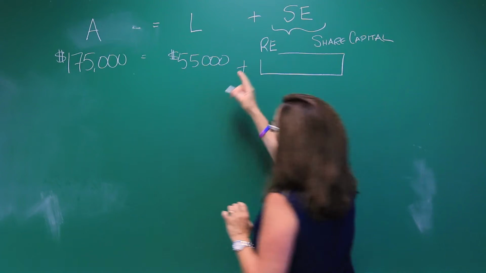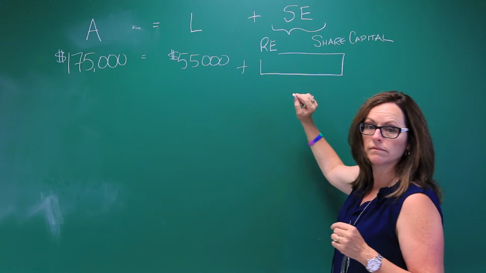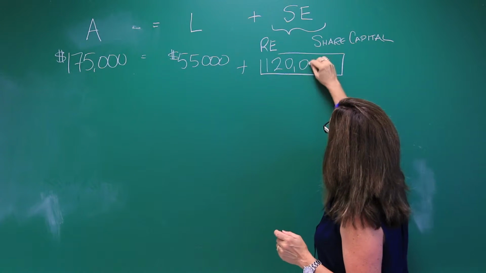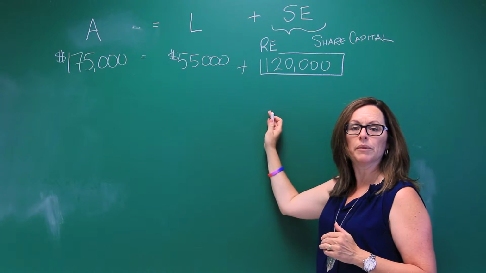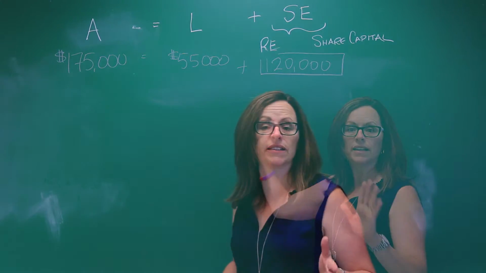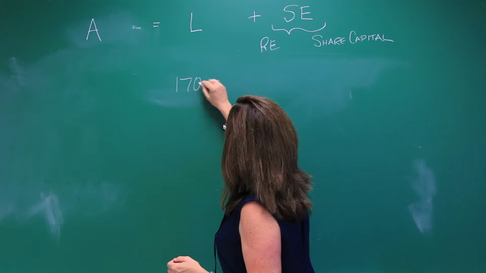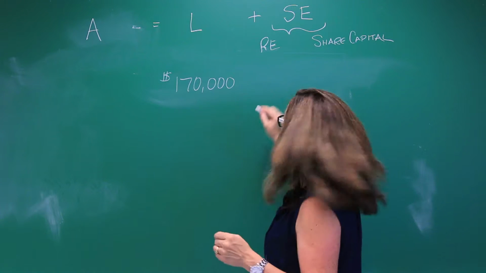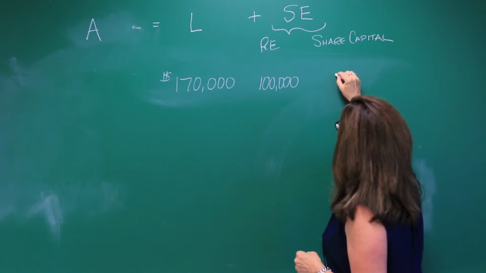To keep this in balance, what would have to be the amount of shareholders' equity? $120,000, right? Because we want to keep assets equal to liabilities and shareholders' equity. Okay, let's try a second example. Let's assume that liabilities in this case are $170,000 and our retained earnings are $100,000 and our share capital is $90,000.